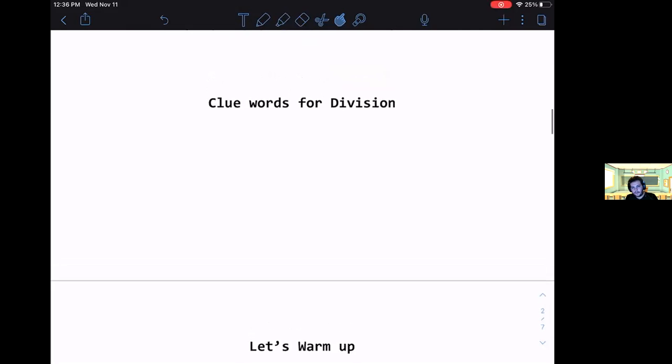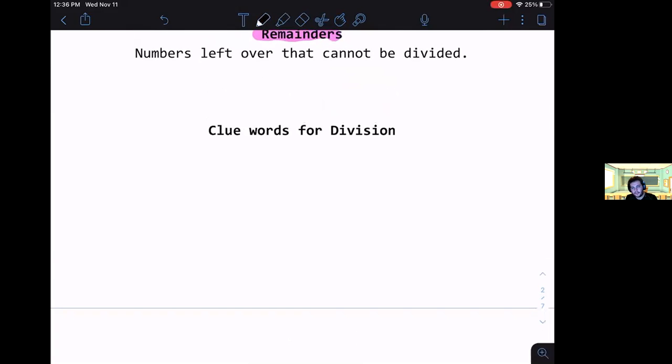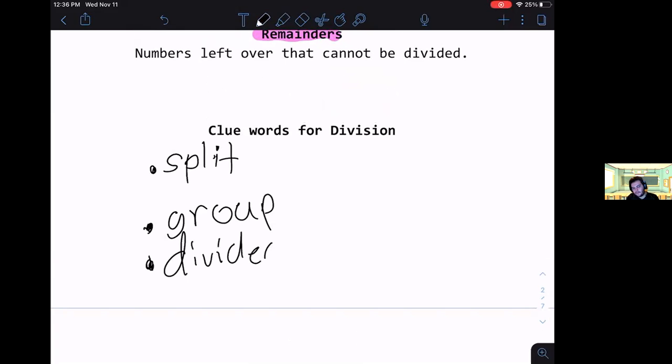But before that, we have some clue words, and I feel like this is worth discussing because in our word problems, there's going to be a few words that give us hints or clues. What are some that you can think of? The word split usually means we have groups. The word group is also going to be a takeaway that we're doing division. And we also have the obvious, divided by. If you see divided or divide, we know it's going to be division.